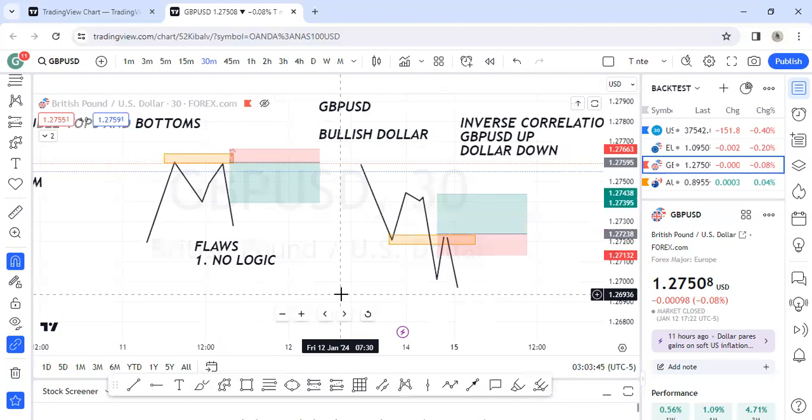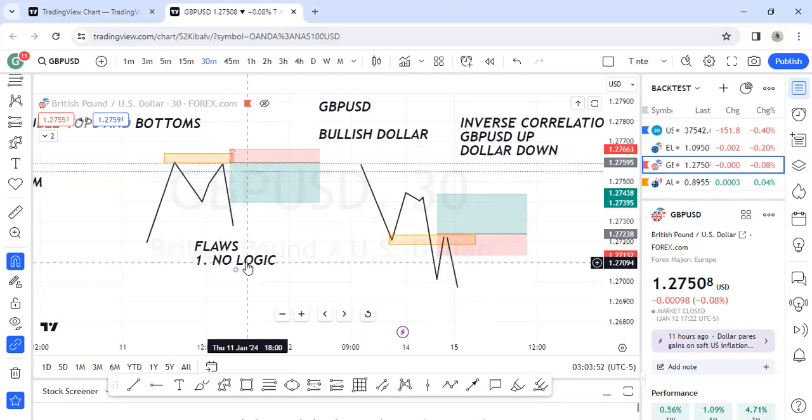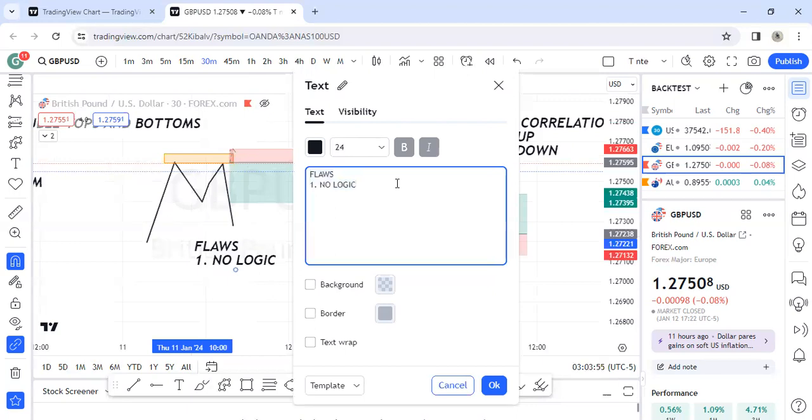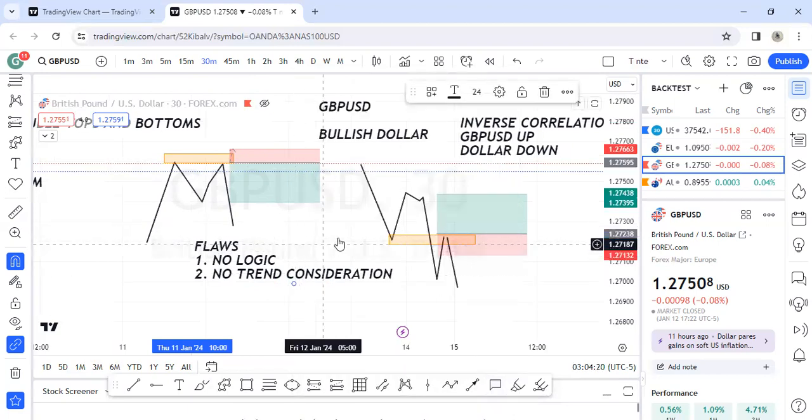That's the first reason why many retail traders that trade just double tops and bottoms lose a lot of money: they don't add logic to their trade. The second reason they lose money is because they don't consider the trend. This is one of the major pitfalls of retail traders, or this retail concept. They don't consider the trend.